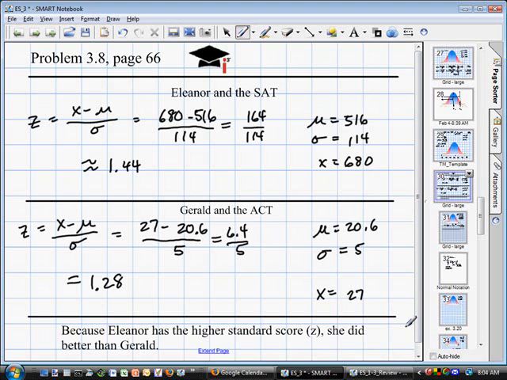That's a huge and really important thing. By the way, I did nothing with percents here, but I didn't have to. All I have to know to compare the two is that one is further to the right than the other on the standard scale.